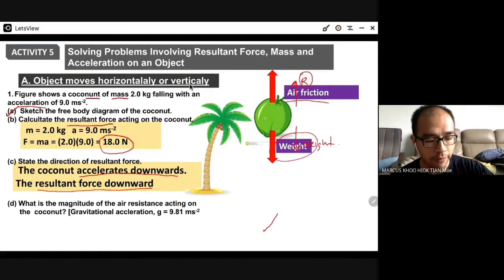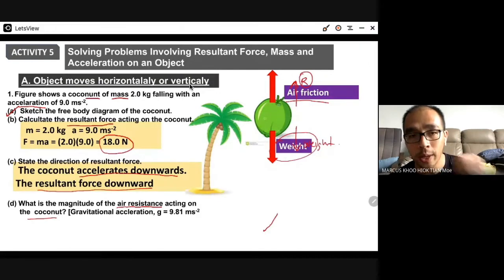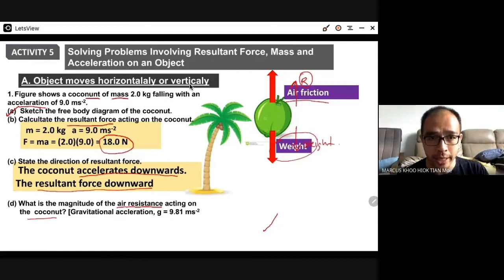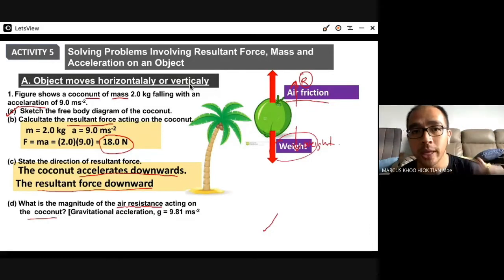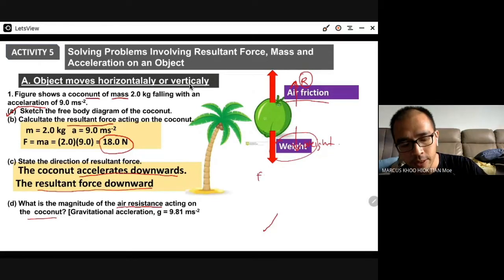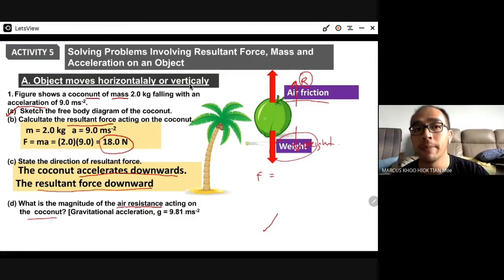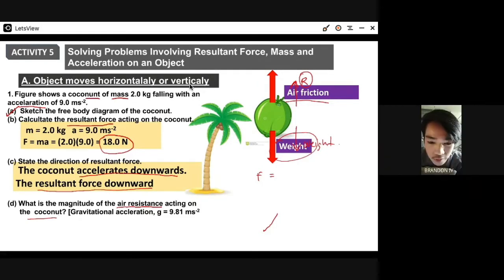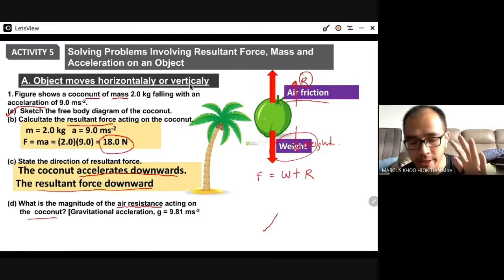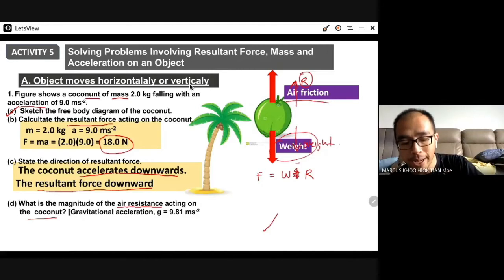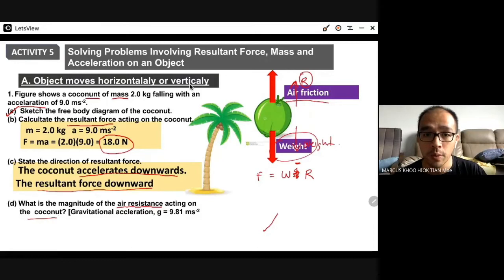So what is the magnitude of the air resistance acting on the coconut? And this is where we use the resultant force. Okay, so in terms of the air friction and the weight, Brandon, can you tell me the resultant force? The resultant force is equals to upper campur apa or upper tolak apa? Weight plus air friction. Okay, so it will be the weight plus the air friction. Except that, thanks, Brandon. Except that the friction, since it's in the opposite direction, I can say this as the weight minus the friction.